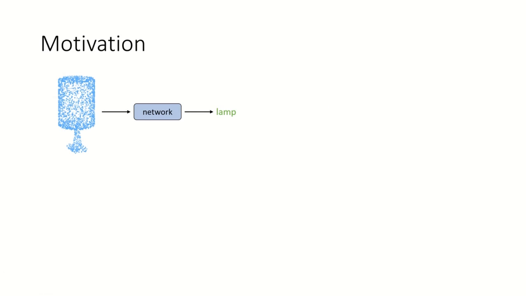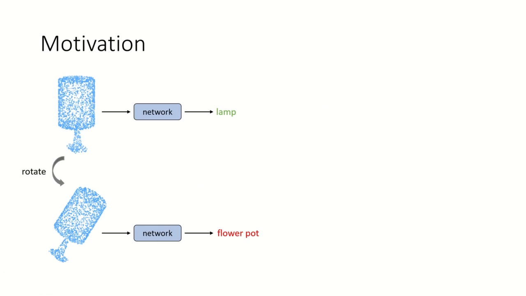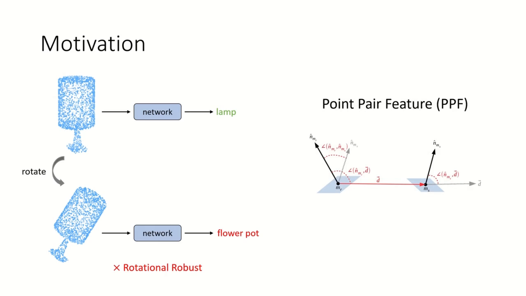A point cloud is a set of data points that represents the 3D shape of an object. There is lots of research on classifying 3D point clouds, but after we rotate the point cloud, the network easily misclassifies the object. Lots of networks are not rotationally robust. Meanwhile, in the literature, there is a 3D featurization called point pair feature, and it is completely rotationally invariant. So we want to incorporate this featurization in point cloud classification to improve rotational robustness.